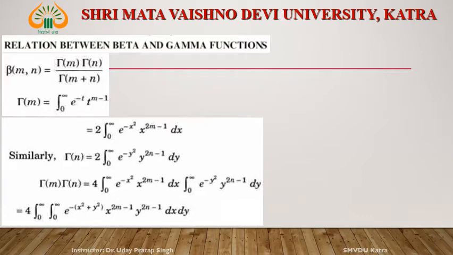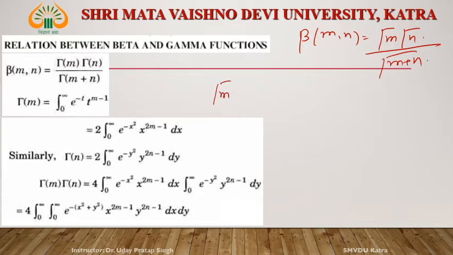Beta gamma function, relation between beta and gamma function: beta(m, n) is equal to gamma of m times gamma of n divided by gamma of m plus n. See, what is gamma of m? Gamma of m is equal to the integral from 0 to infinity of e to the power minus t, t to the power m minus 1 dt. Now if we replace t by x square, then dt is equal to 2x dx.